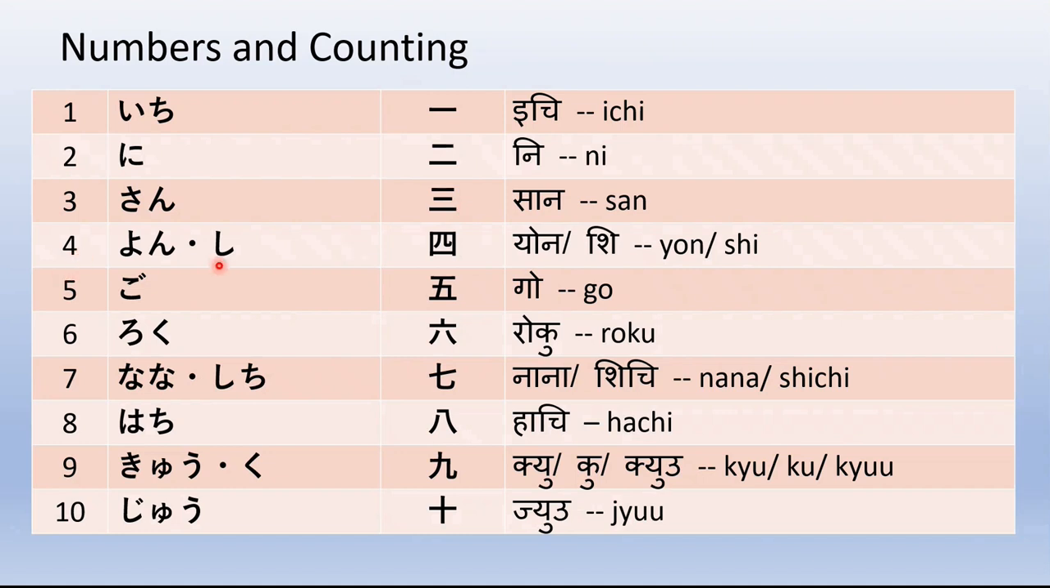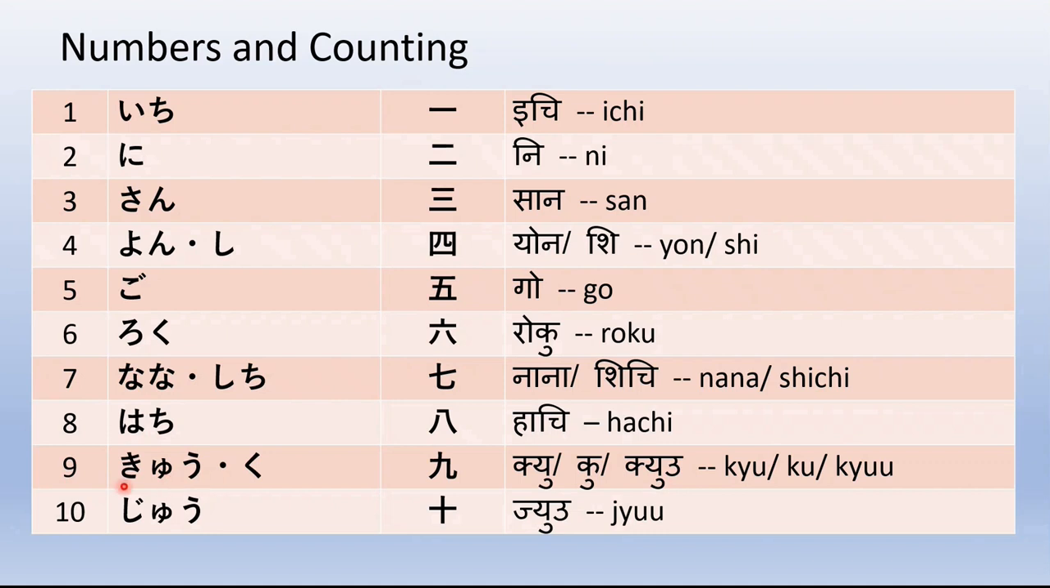For 4, we have 2 words in Japanese. One is yon and the other is shi. For numeral 5, we have go, and these are the kanji symbols you should be following. For 6, it's roku. For 7, again, we have 2 words. One is nana and the other is shichi. For 8, we have hachi. For 9, we have kyuu.